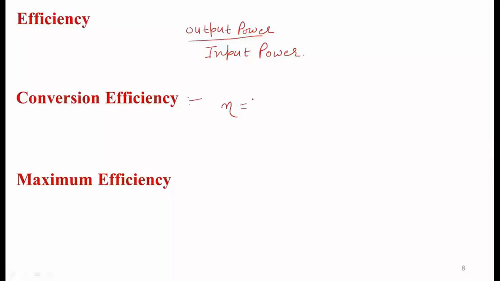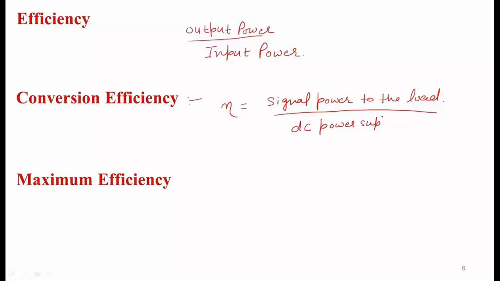Hence eta is equal to the signal power delivered to the load, that is the AC signal power delivered to the load, divided by the DC power supplied to the output circuit. Since we are calculating efficiency, we will find it in percentage. Hence, eta is equal to the AC signal power to the load divided by the DC power supplied to the output circuit.